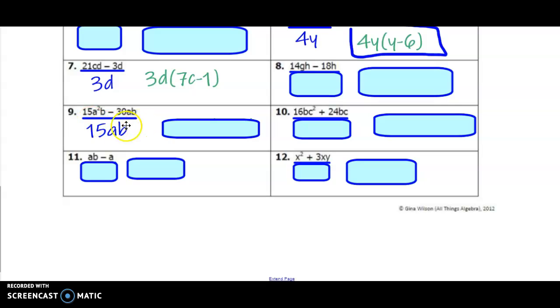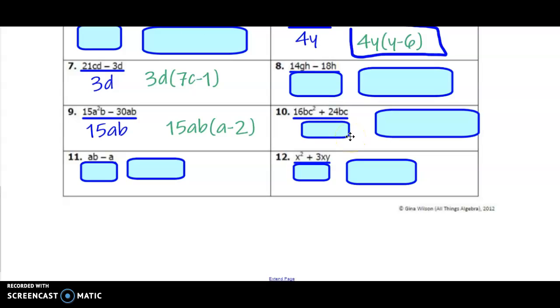There's an A and a B in both terms. When I divide, 15AB goes on the outside of my parentheses, my GCF. On the inside is what I get when I divide. 15 divided by 15 is 1. A squared divided by A is A. B divided by B cancels out. Minus 30 divided by 15 is 2. The A cancels and the B cancels, so that's why it's just a 2.